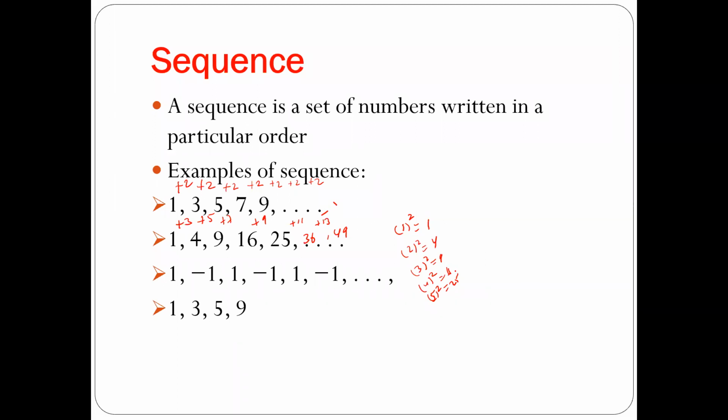This is also a sequence: 1, minus 1, 1, minus 1. First positive, then negative, positive, negative, repeating, but one is positive and the other is negative. This is also a sequence. 2 plus 2 is 4. This is also a sequence.